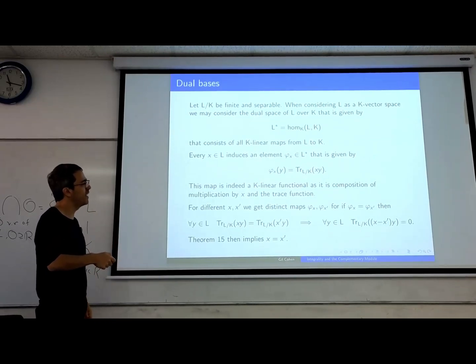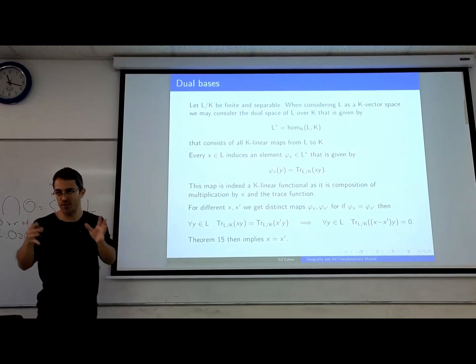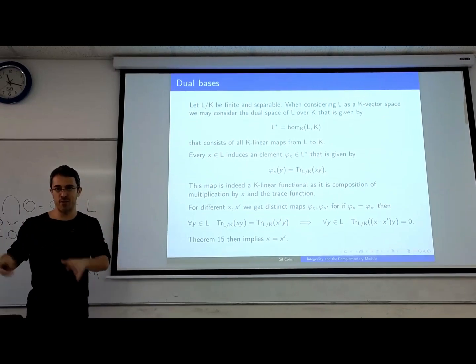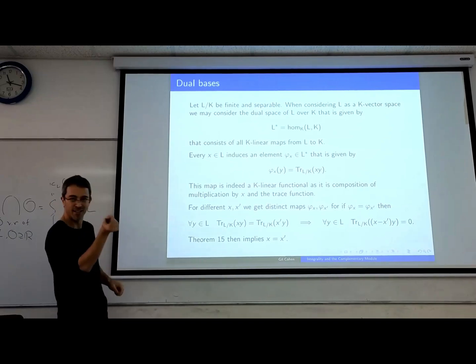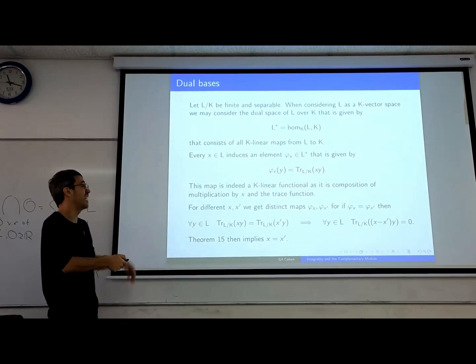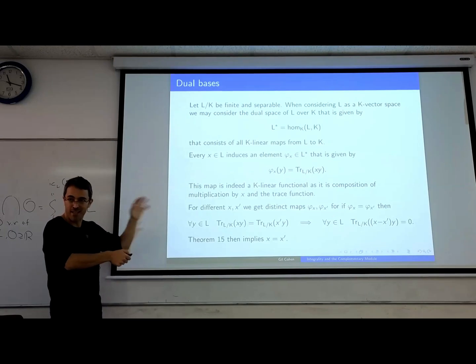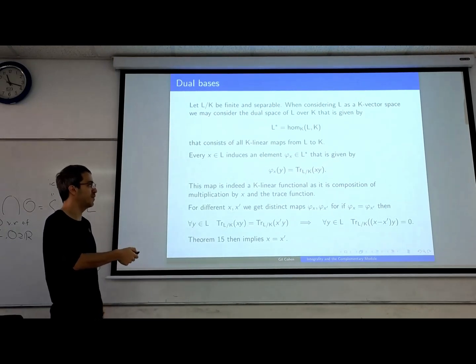It's kind of obvious it's K linear because it's a composition of two K linear maps. Right, multiplying by x is K linear. x times (y1 plus y2) is x times y1 plus x times y2. And also it respects the K linearity, of course. And the trace is also K linear. I mean, multiplying by x is even L linear, but never mind. The trace is K linear. And so when you compose linear maps, you get a linear map. So this is definitely a linear map.